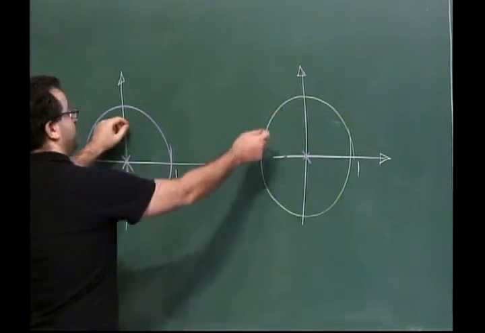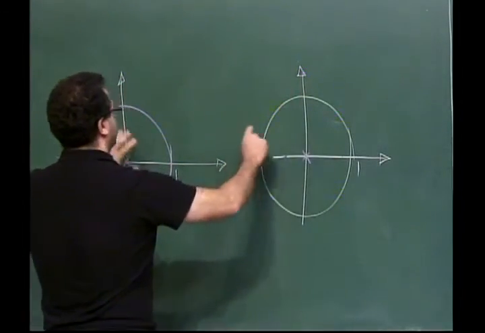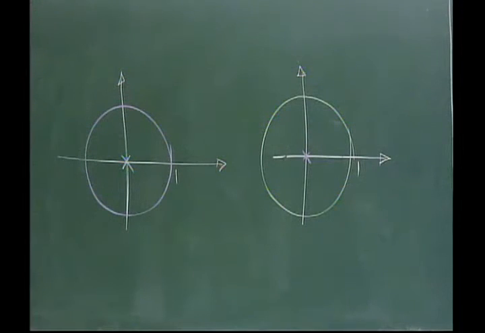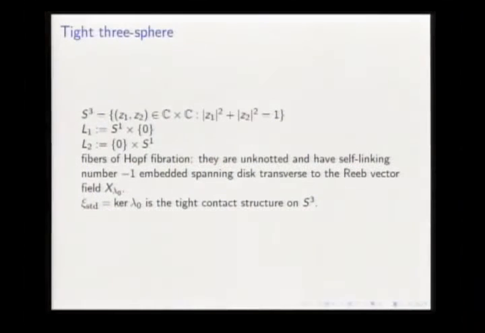And so all the other orbits are periodic, but all the possible combinations of radius inside S3. And so let me just define that the kernel of the Liouville vector field restricted to S3 is the standard contact structure, which is tight. It's a topological property of contact structures.